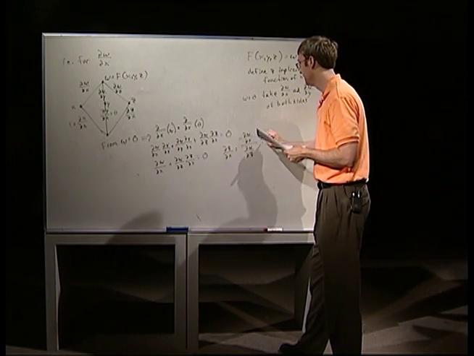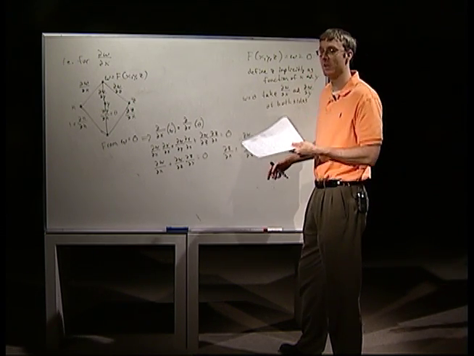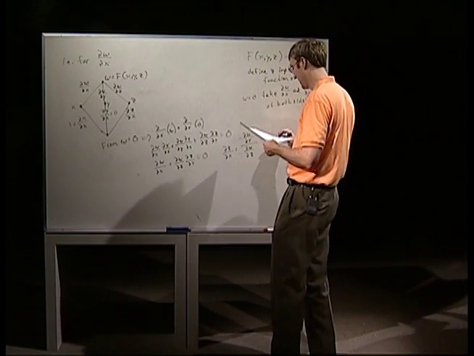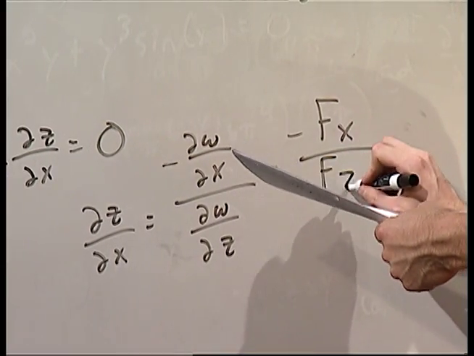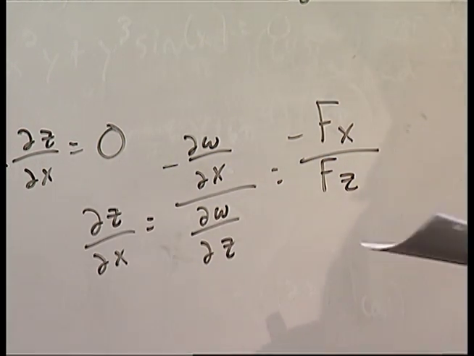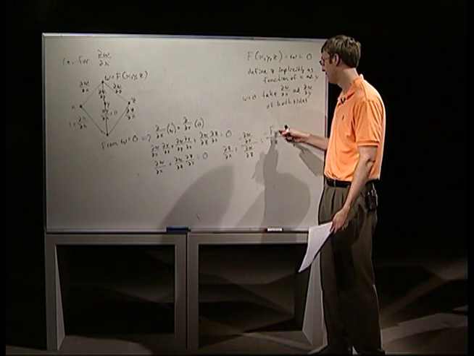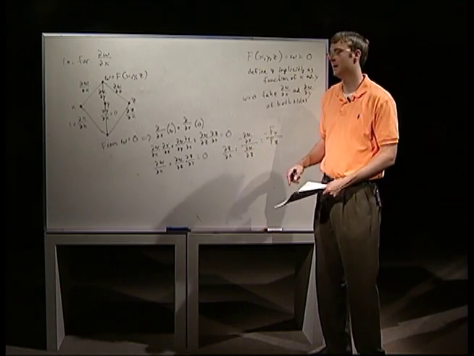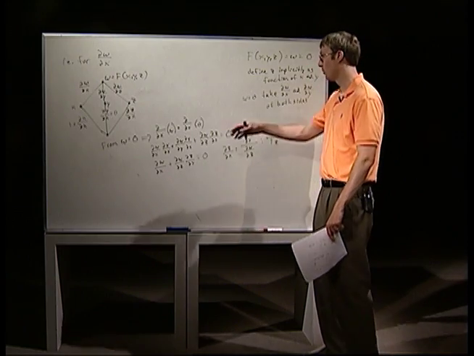And notice the variables in question here are the same variables in question here. There's no y anywhere in this. I can rewrite this as negative f sub x over f sub z. And notice it looked just like what we had previously when we only had the 2-variable case. We had negative fx over fy. Same idea there.